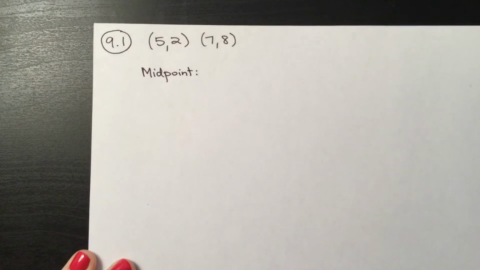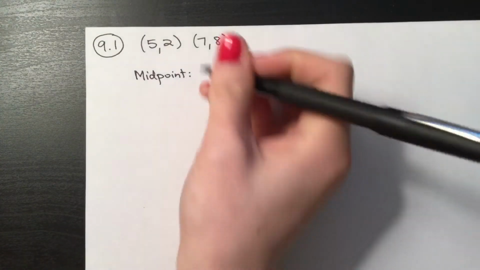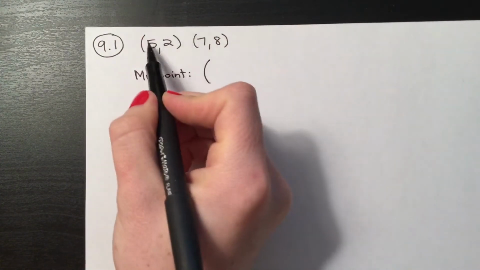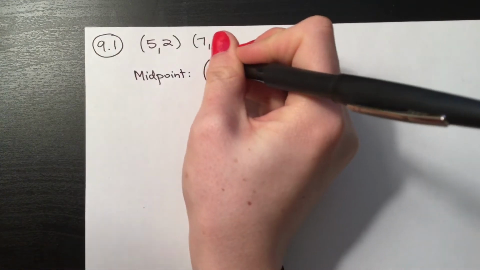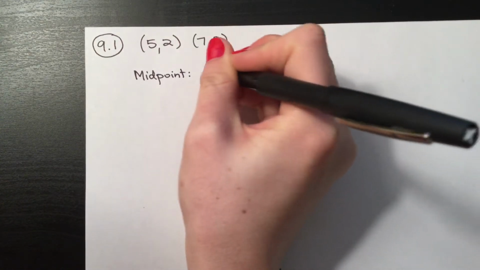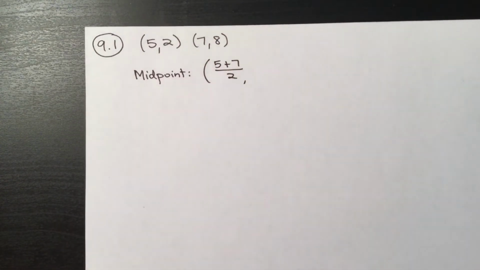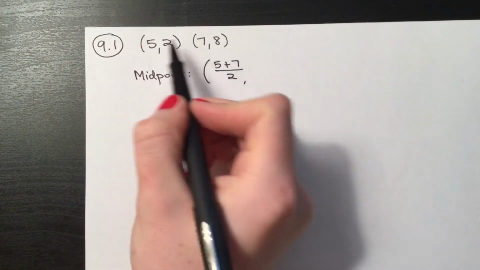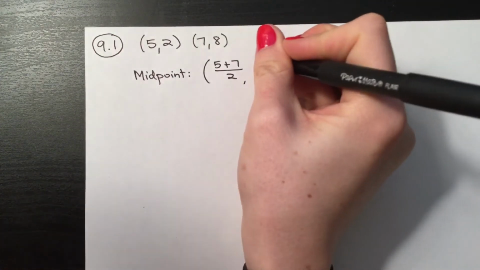So the midpoint is super easy. It's just going to end up being an ordered pair. And what you do is you take the two x values and you add them together. So you take x value plus x value and then divide by 2. Super easy. And then do the same thing with y's. Y value plus y value and then divide by 2.